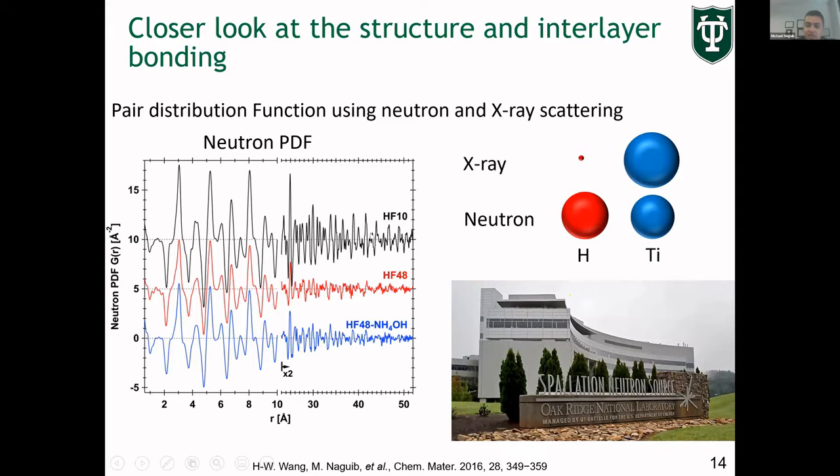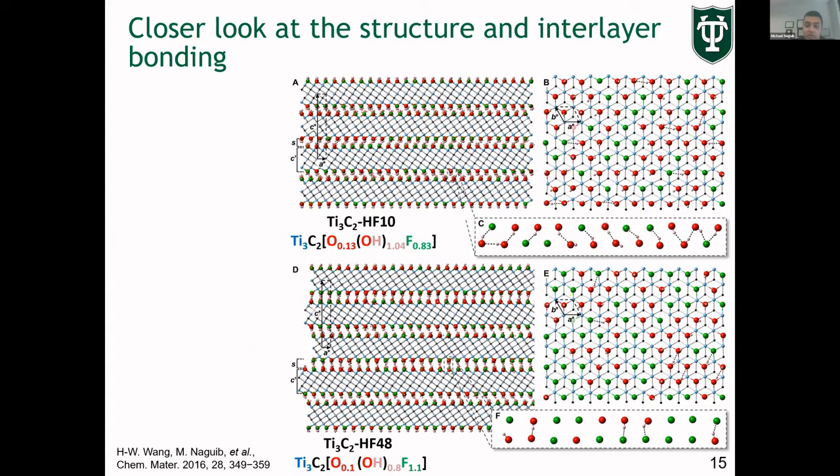Black one here, HF 48%, the red one, and the blue one is HF 48%, then 3-2 is ammonium hydroxide. I'll just talk about the first two, the HF 10% and HF 48%. What we found was actually interesting. First of all, the amount of hydroxyl we have is different. The HF 10% has more hydroxyl than the HF 48%.